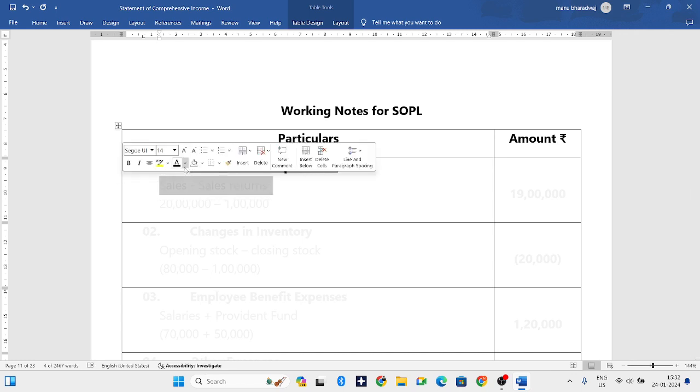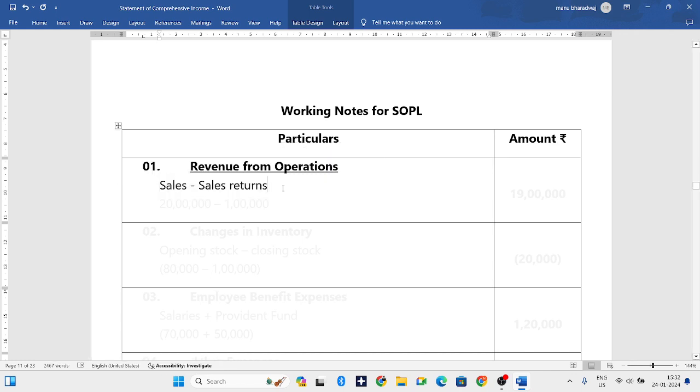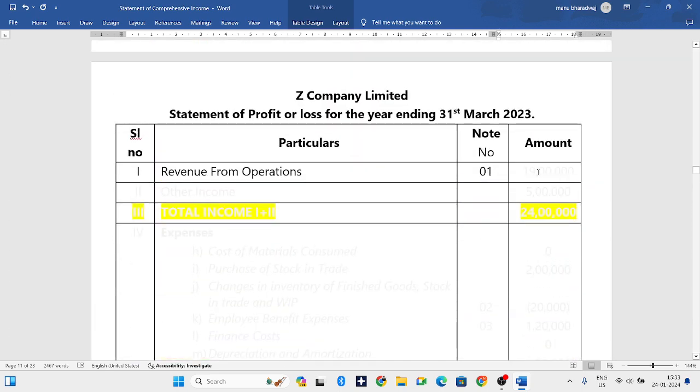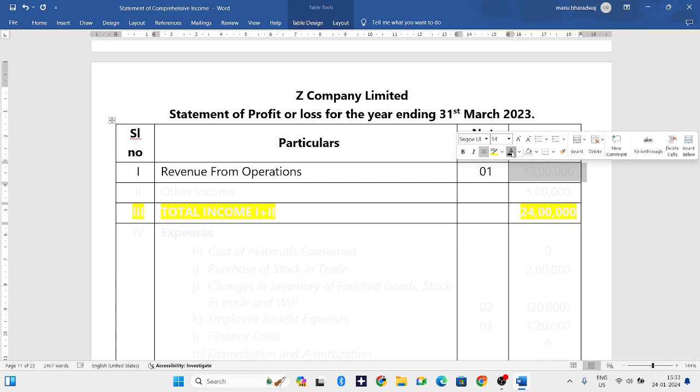Now they have given sales also as well as sales returns also. So we have to minus the sales returns from sales. So sales amount is 20 lakh rupees and sales returns are 1 lakh rupees. So when we subtract 1 lakh from 20 lakh, we get 19 lakh as answer. And this 19 lakh amount should be written in SOPL. So I will write the same 19 lakh here.